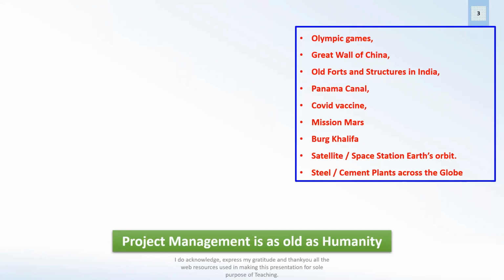When the Burj Khalifa was made, it's not that they started making it and then decided, let's see how much height it can reach. No. The height the Burj Khalifa had to be made to, the design was frozen before the construction started. So it's a scientific approach. It's a planning approach.